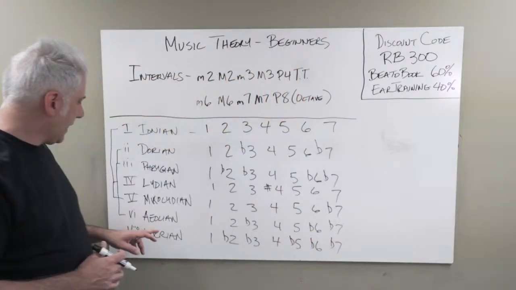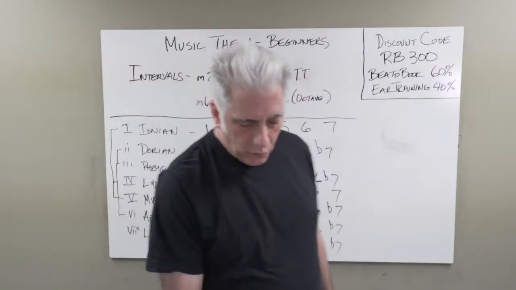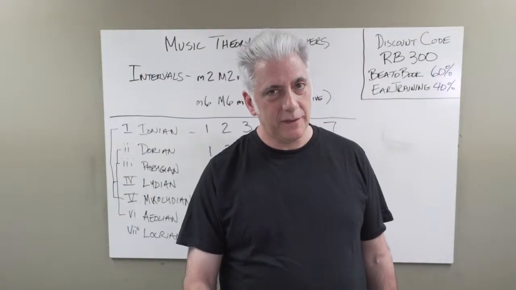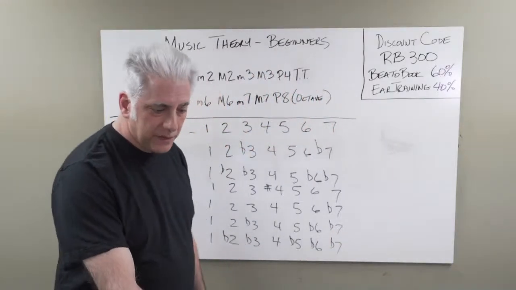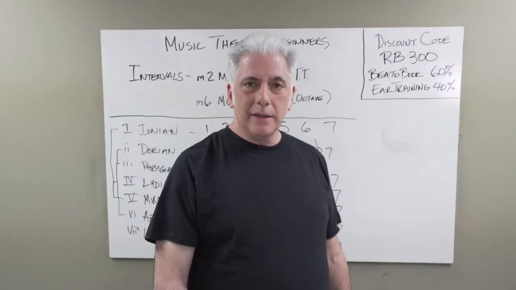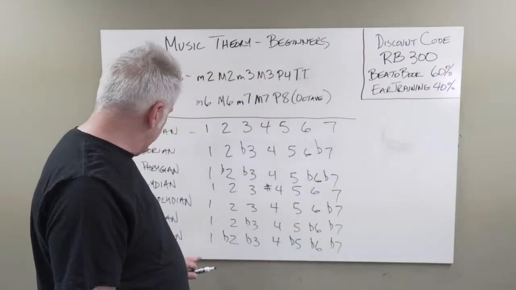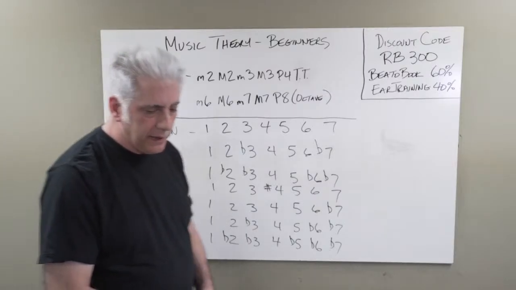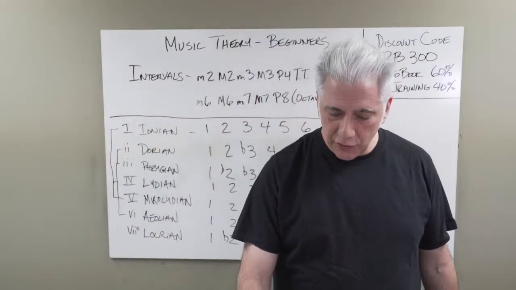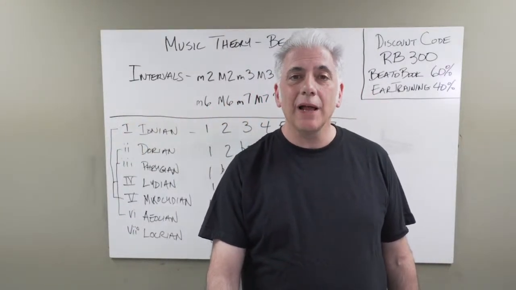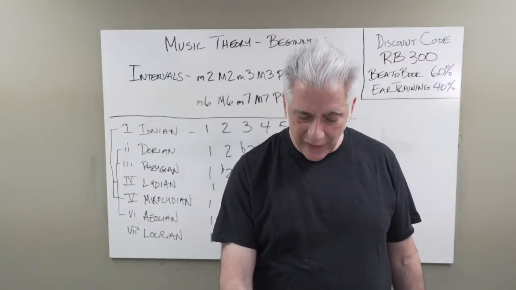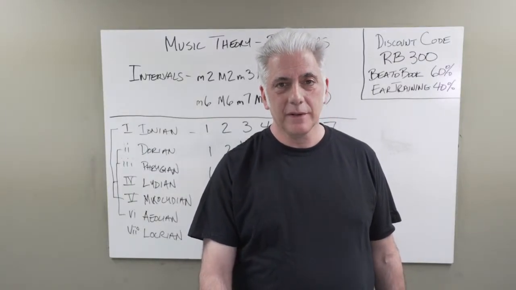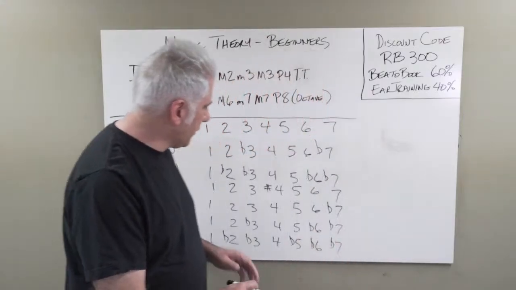Okay. C Aeolian, 1, 2, flat 3, 4, 5, flat 6, flat 7. We already talked about that. That is the natural minor scale, right? And then C Locrian, 1, flat 2, flat 3, 4, flat 5, flat 6, flat 7. Okay? These are the formulas for all your modes.